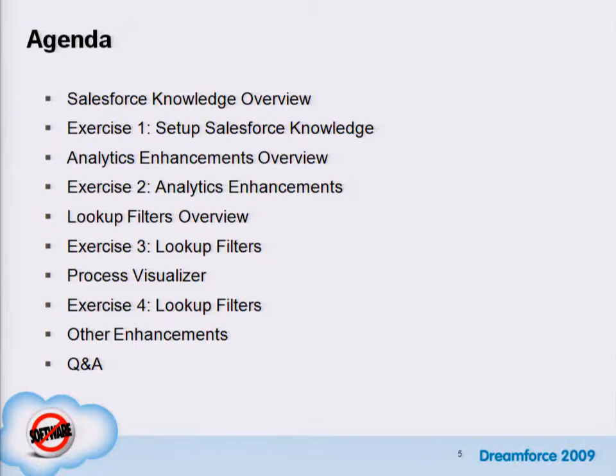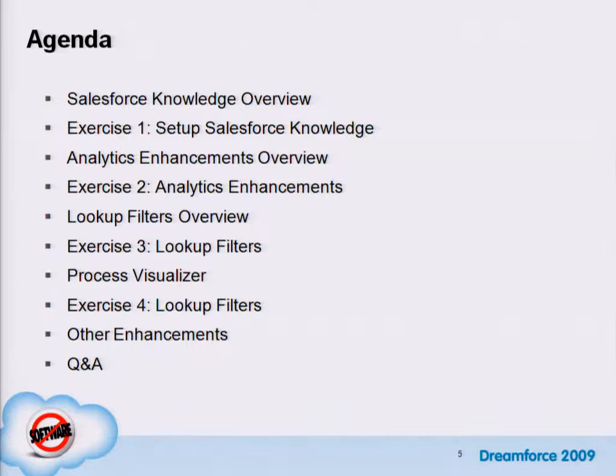We're going to look at setting pick list value colors as they show up in dashboards. We're going to look at setting up a combination chart so you can have a bar graph and a line in the same chart. So we're going to do some cool stuff with analytics. Then we're going to go into lookup filters.